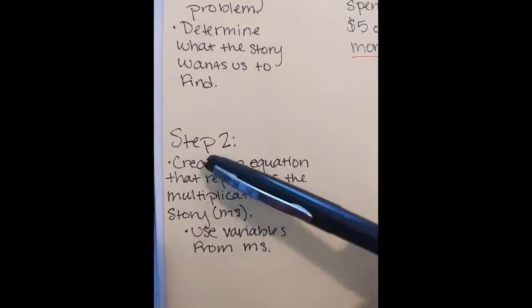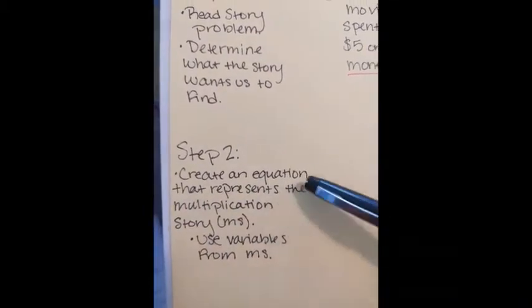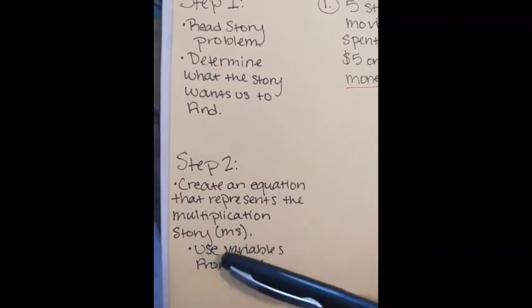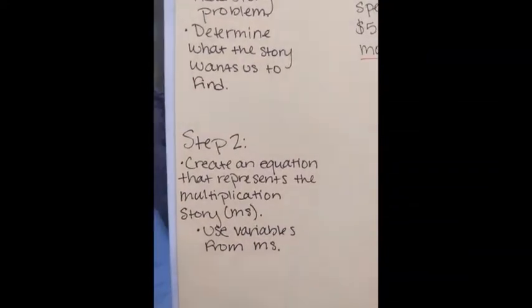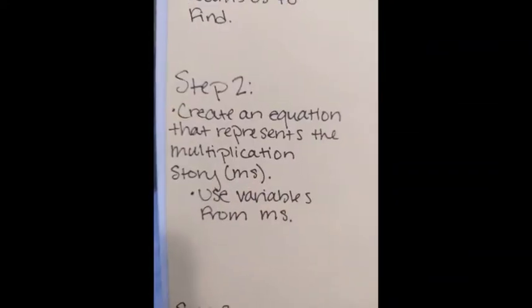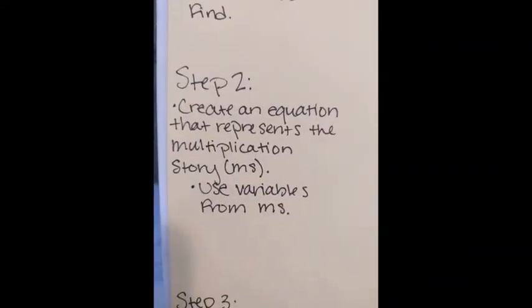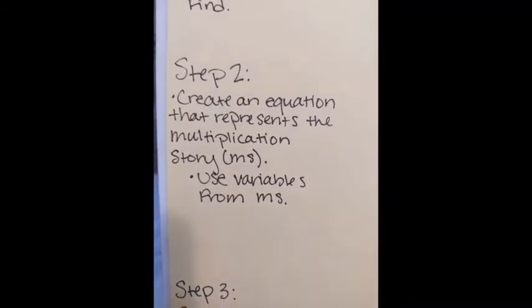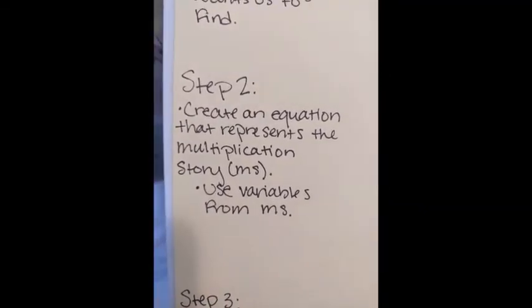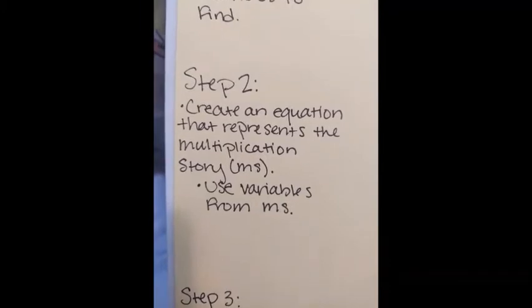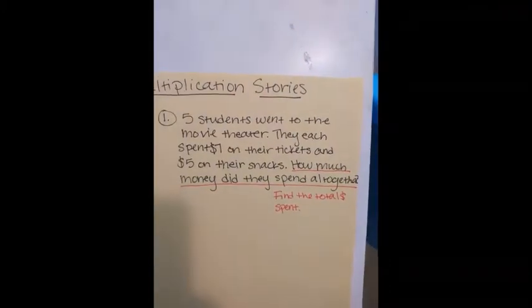Step 2 says create an equation that represents the multiplication story. Use the variables from the multiplication story. Well, Miss Madden, how do we create an equation that represents the multiplication story? How do we know what the variables are? Well, we know these things because the story problem told us what these things are.